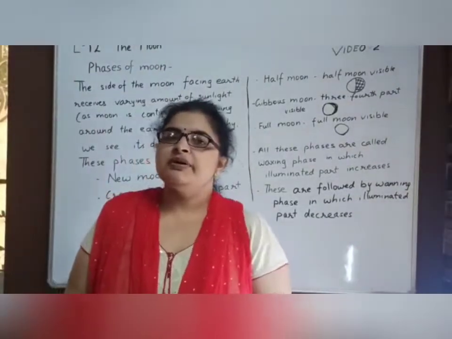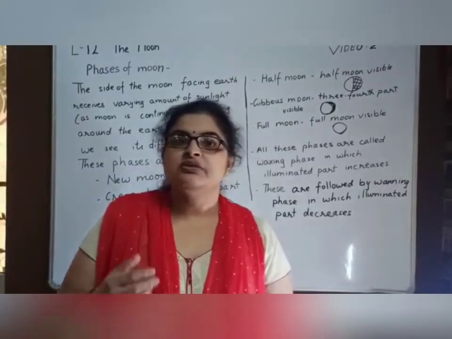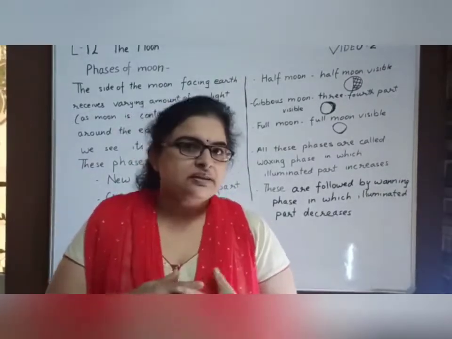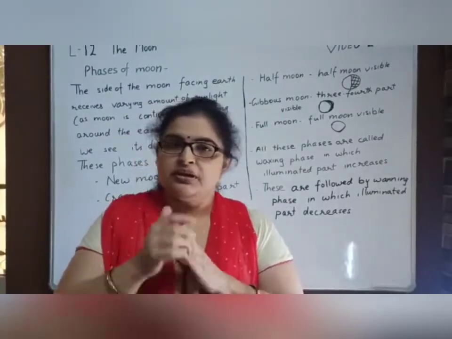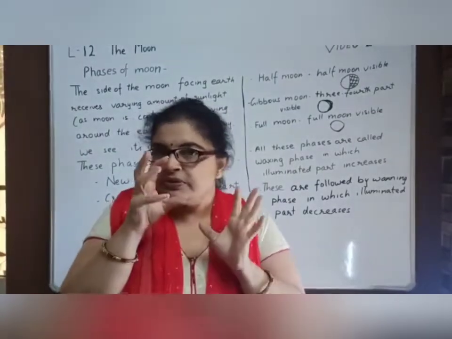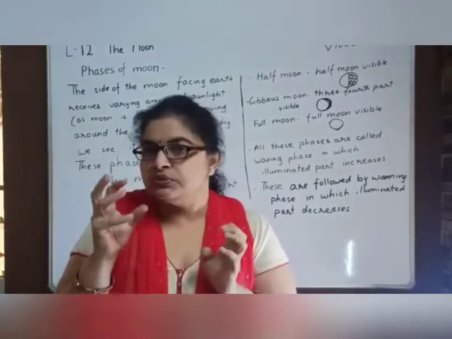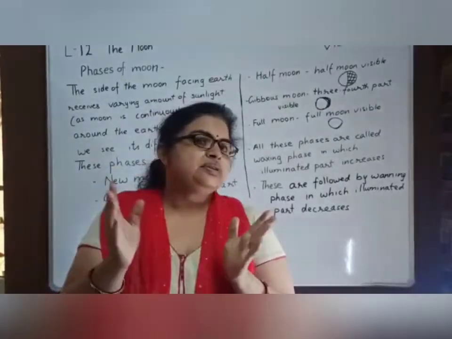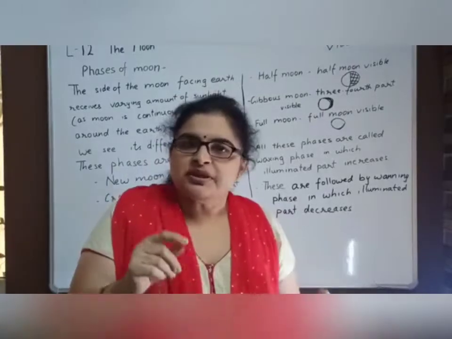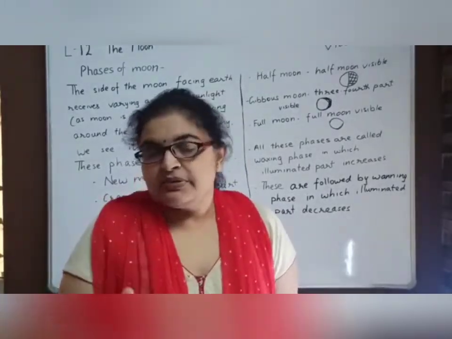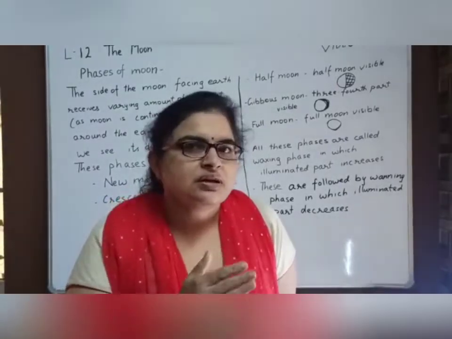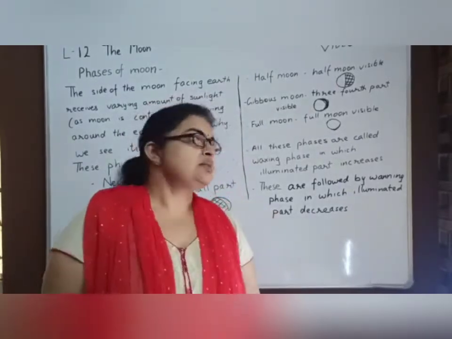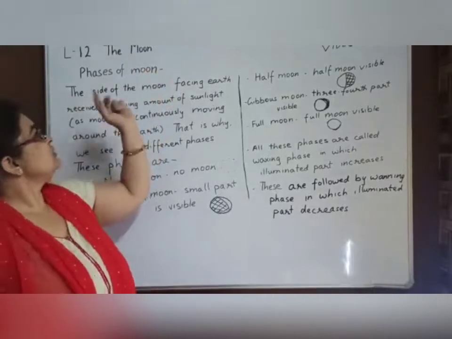So what is meant by the phases of the moon? Many of you might have noticed at night that the shape of the moon is changing. Sometimes you see a full round moon, sometimes you do not see a moon at all, sometimes it is just a banana shape, sometimes it is just half moon, sometimes it is more than half. All these are called the phases of the moon.